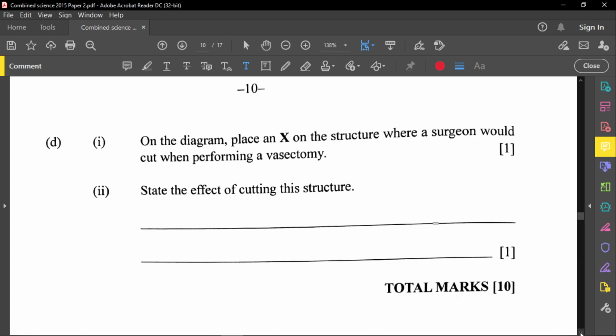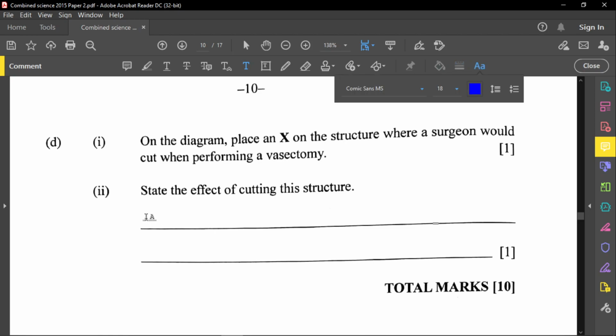And so if we cut this structure, then sperm cells will not be able to be seen in semen. So it cannot release sperm cells. So yes, you may release the seminal fluid, but no sperm cell will leave the body, okay? So in this way, it will prevent sperm cells from leaving the body. All right, great.